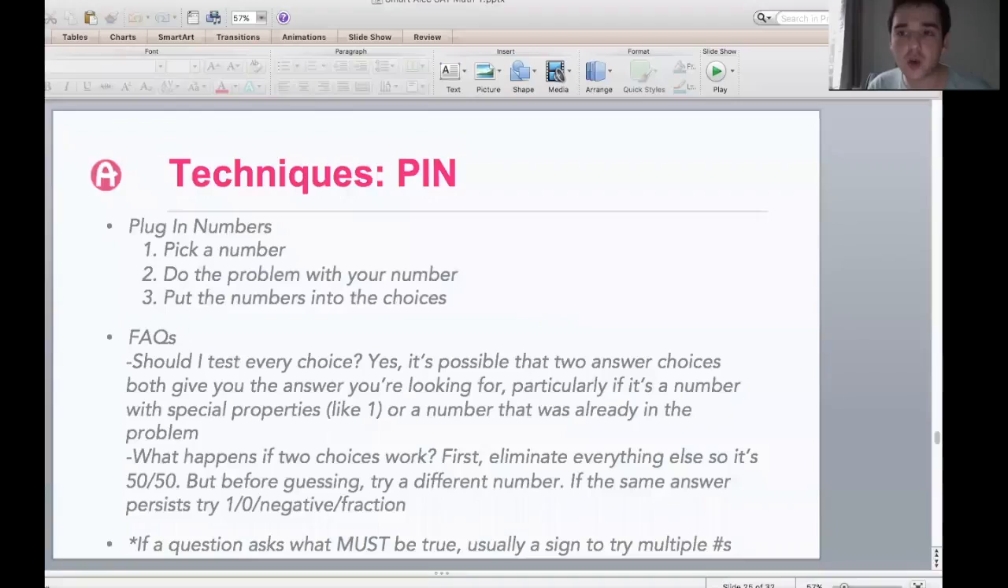If you have two choices, you first want to eliminate everything else, so you're only dealing with 50-50. That right off the bat increases your odds. But before you randomly guess, try that different number. The typical numbers you want to hit are 1, 0, a negative number, and a fraction. And if you try those at that point, you will have eliminated it down to the one answer.